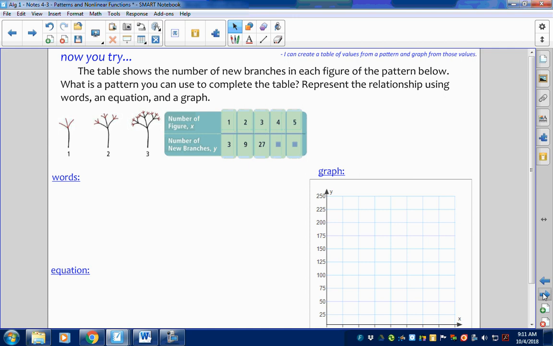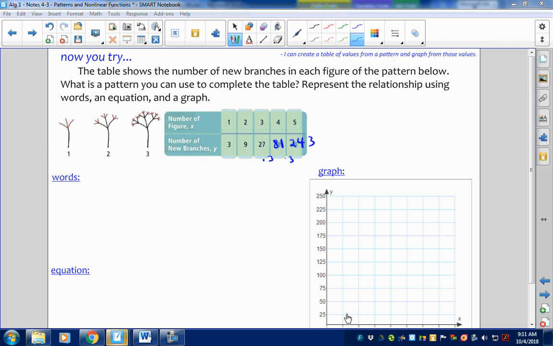What's happening here? So here it splits into 3, and then each of those branches splits into 3, and then each of those branches splits into 3. So what's happening as we go from here to here? I'm multiplying by 3. So I'm going to take the 27 and multiply it by 3, and I'm going to get 81. And I'm going to take that times 3, and I get 243. Good. 243. So this is actually called a geometric sequence in math.